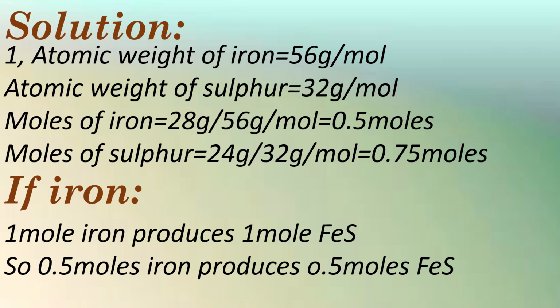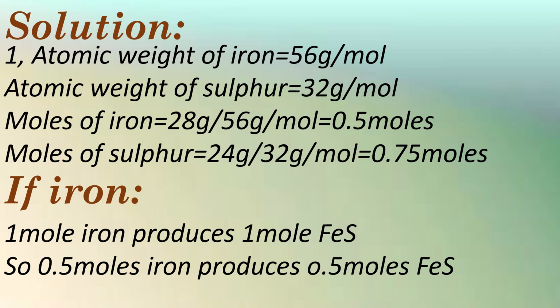If iron is the limiting reagent, 1 mole iron produces 1 mole ferrous sulfide, as already given in the example. So 0.5 moles iron produces, because it is a 1:1 mole ratio, 0.5 moles ferrous sulfide. So if iron is the limiting reagent, it is producing 0.5 moles ferrous sulfide.